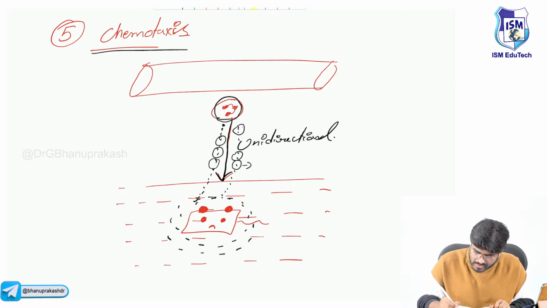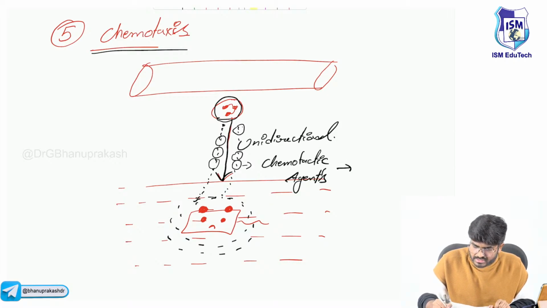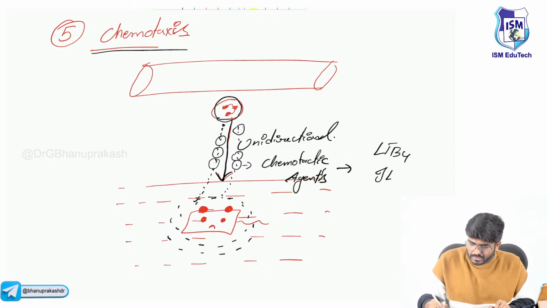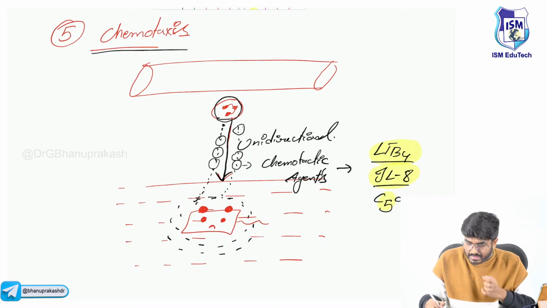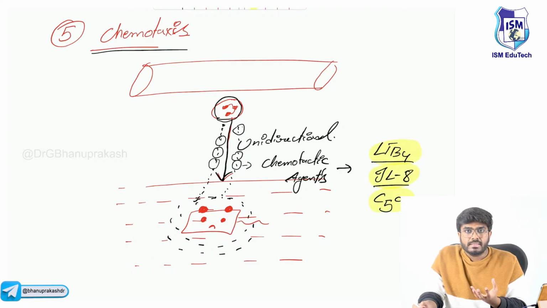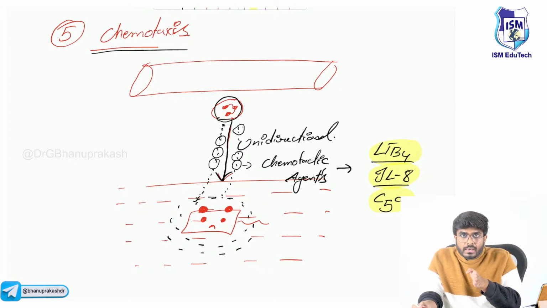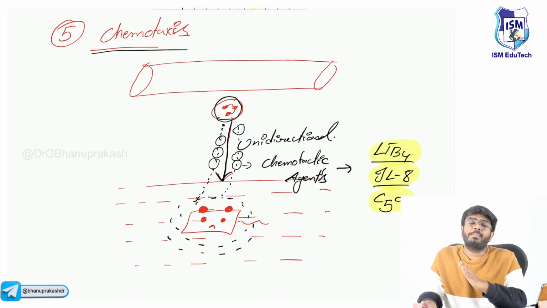Let me write here what the chemotactic agents are. Previously I have written leukotriene B4, interleukin 8, and C5a. So these are the chemotactic agents. These chemicals are produced from the area of inflammation, so that the neutrophil will identify from where these chemicals are coming. Neutrophils or macrophages will go to that particular area.